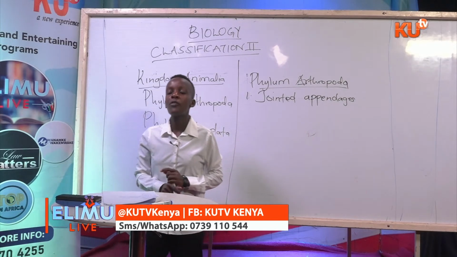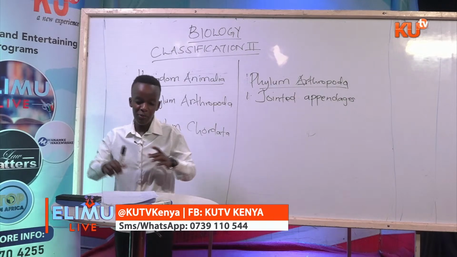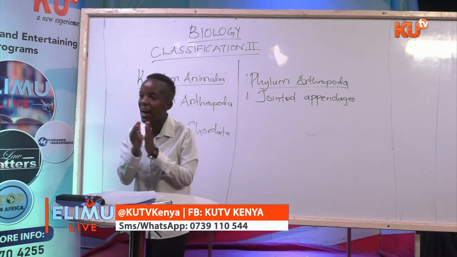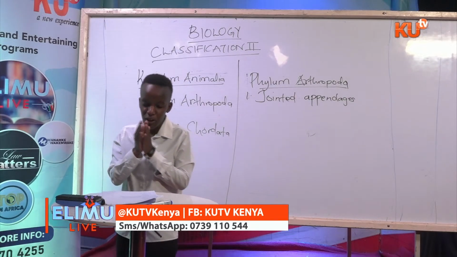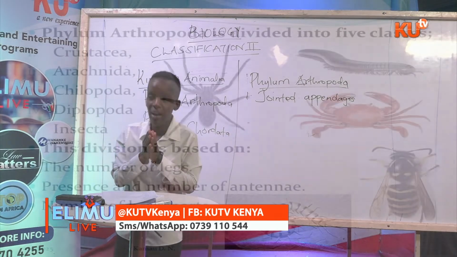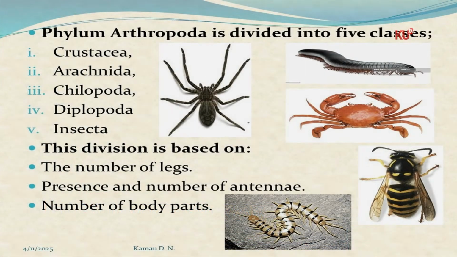We have 5 classes, learners. Remember, under the taxonomic hierarchy, we started with the kingdom, Kingdom Animalia. We went to the phylum, and the phylum we are saying is Phylum Arthropoda. Under Phylum Arthropoda, we have 5 classes, and these classes are divided on 3 bases. The first basis is the number of legs.